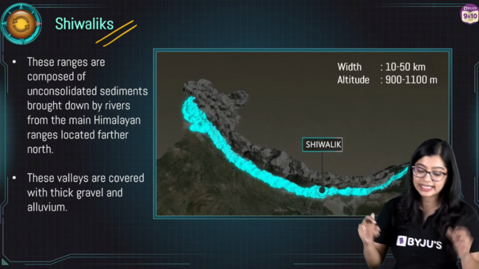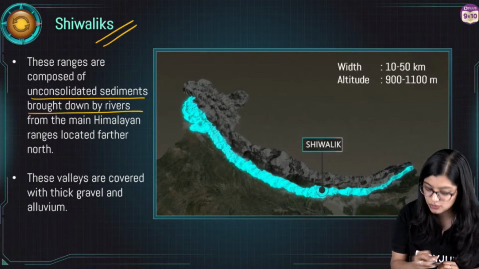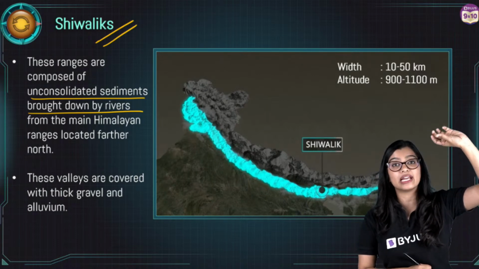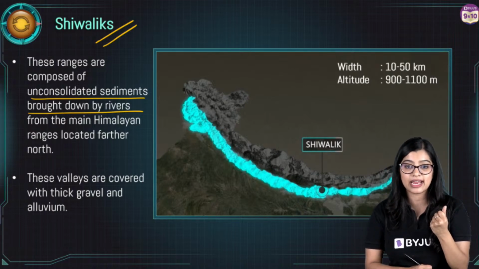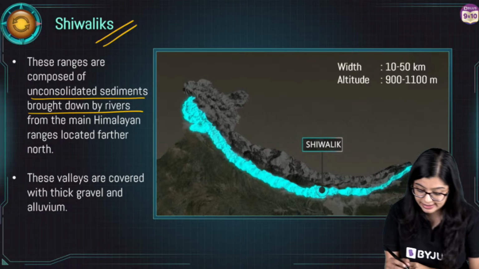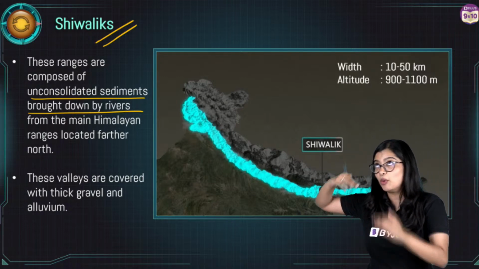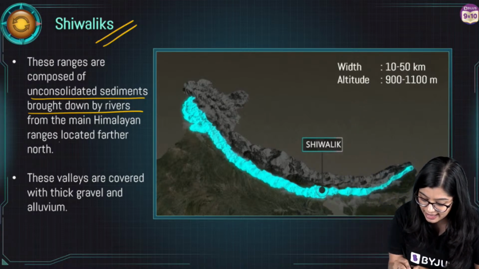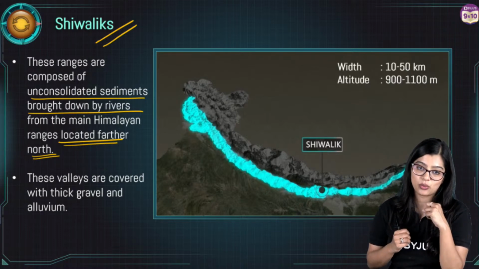Now of course we see that in these ranges there's a lot of sediments which are brought down by the rivers. From the higher ranges or from your glaciers, when your rivers are flowing down, they bring sediments, right? Because they are located in the southernmost region when compared to your Himadri, since they are located further away, a lot of sediments are found, right?